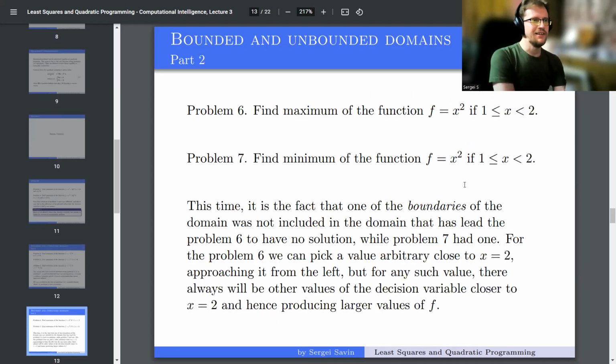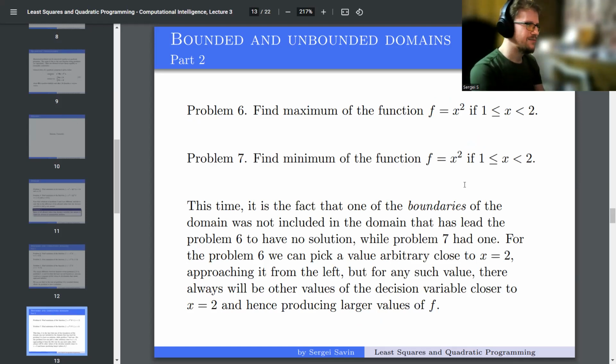Now, I think your question will be addressed somewhere in the slides. So let's just try problem number 6. Can someone tell me something about it?